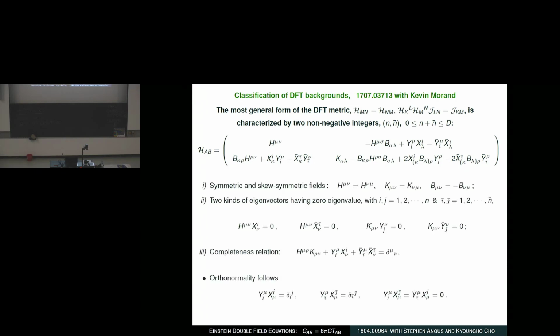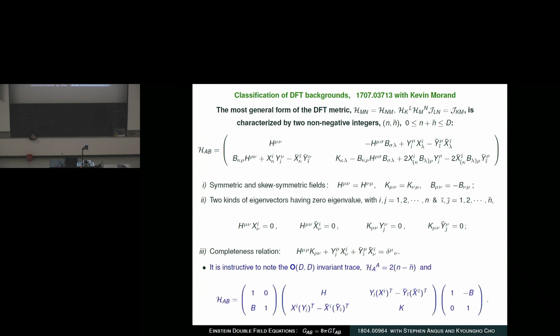So here, H and K are symmetric, and we have again the NS-NS B field here. It turns out that H or K admit two different kinds of eigenvectors having zero eigenvalue. One is x and the other is x bar. So for x, the index I runs from 1 to n, and there are n of them, and then I bar runs from 1 to m bar. And same for K, we have y, zero eigenvectors. They satisfy certain completeness relations. And from this, the orthonormality relation follows.